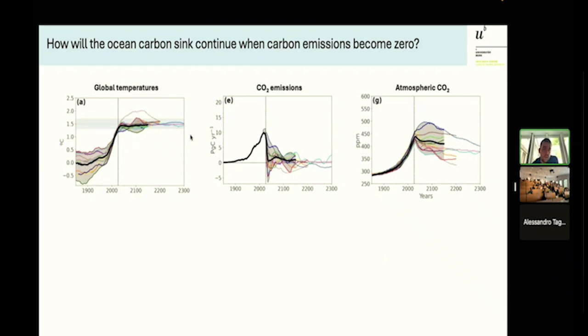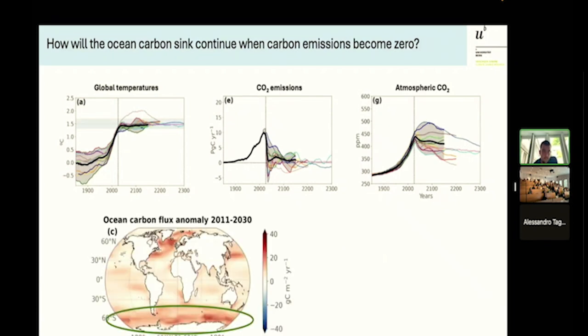And this allows us then to look at how the ocean carbon sink is going to look once temperature has stabilized, once atmospheric CO2 doesn't increase anymore, or even starts to decrease, and what is the ocean carbon sink, and especially the Southern Ocean carbon sink, doing. And then we compare with the fluxes that we have today.